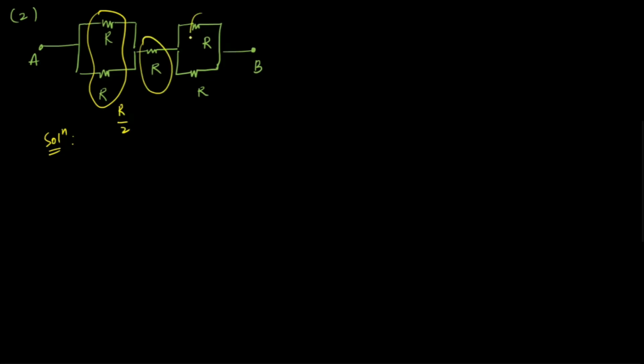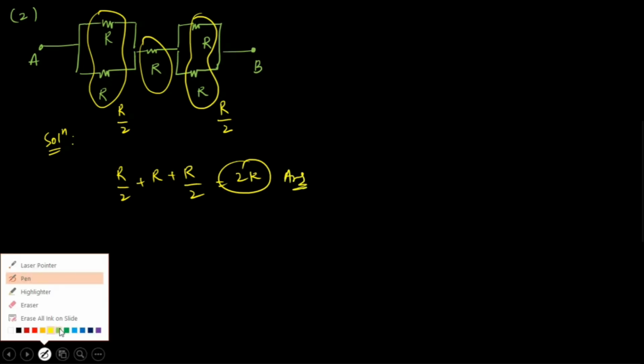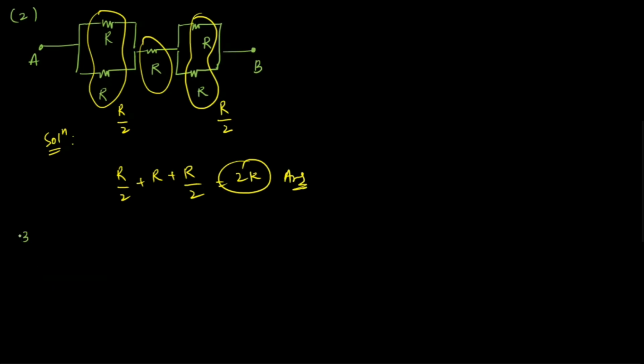This is R itself. Again, this will give us R by 2. When we simply add all of them, we are going to have 2R as the net value. So this is the net resistance. So you just have to figure out how much resistance is there in a given place.